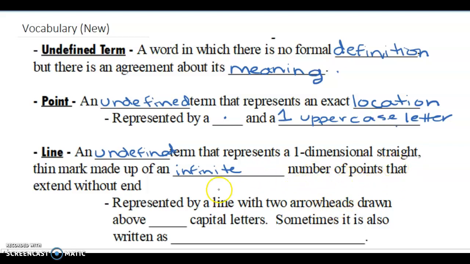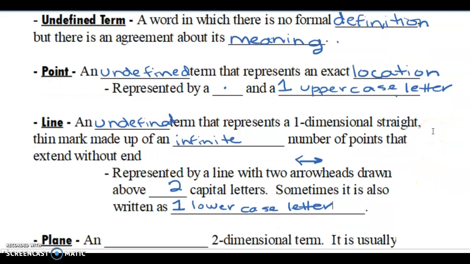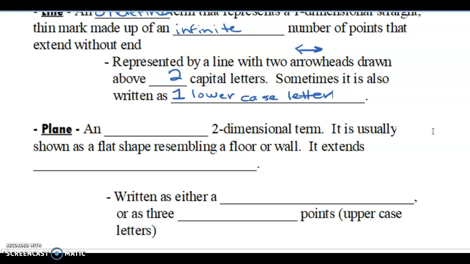Now, lines are written with a double arrowhead over two capital letters. You can also see it written as a single lowercase letter. And we'll see that more as we move throughout the semester.